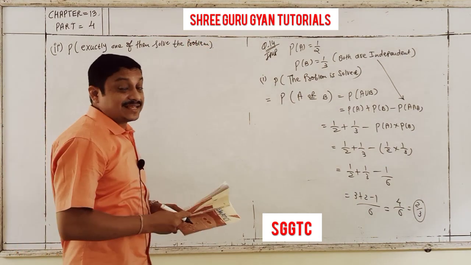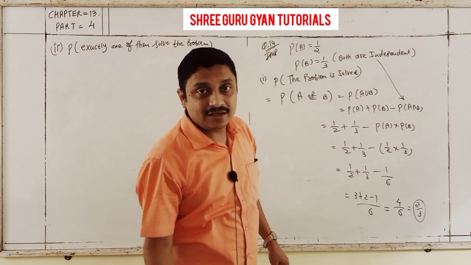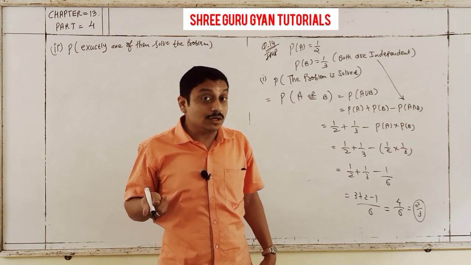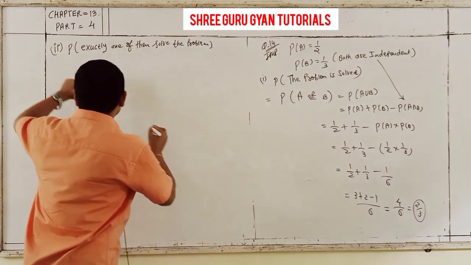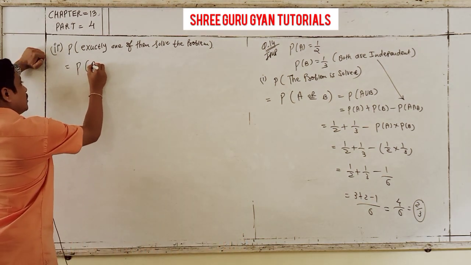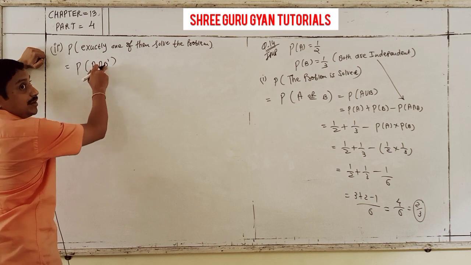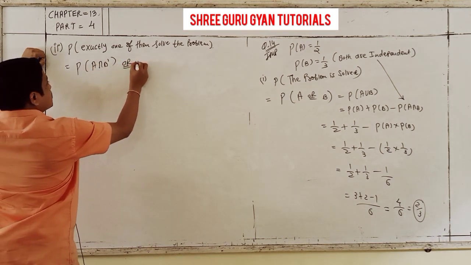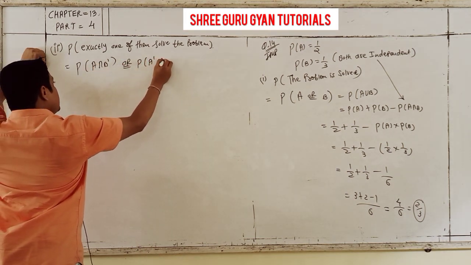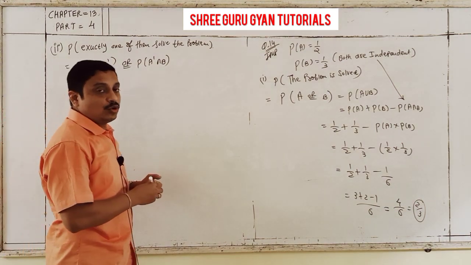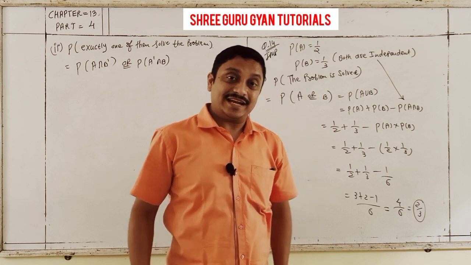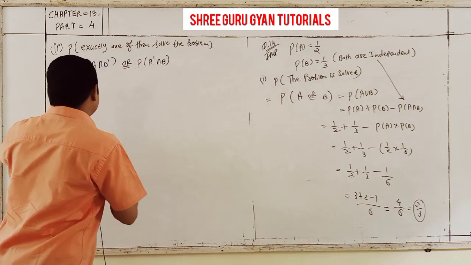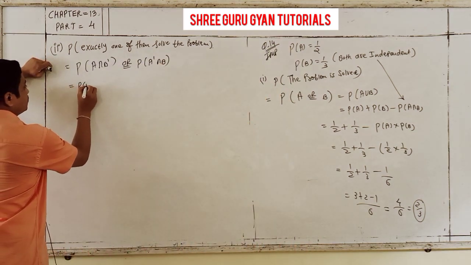So very easy. Exactly one of them means either A solves and B does not solve, or A does not solve and B solves the problem. So students, the probability for A to win and B not to win, so B dash. Otherwise A does not solve but B solves the problem. Both are calculated individually, I mean independent events. That's why, students, I will show here both multiplied.